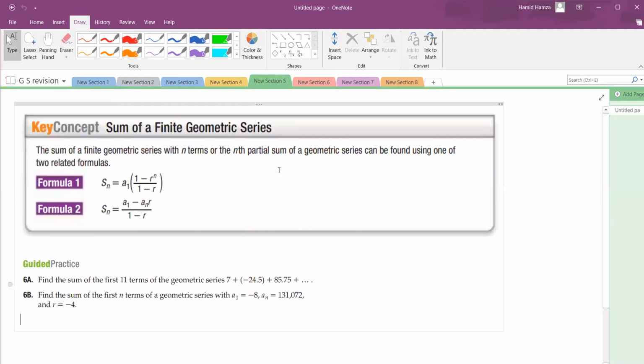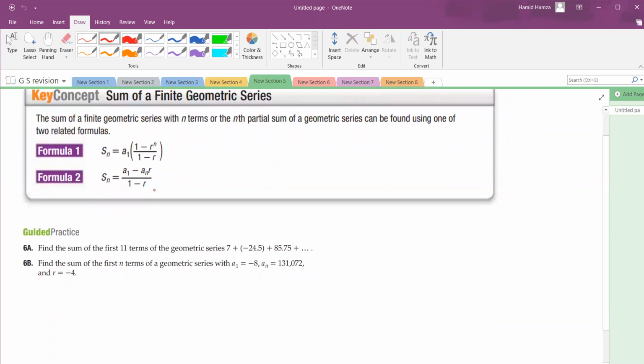Okay, so the next part we will discuss is the sum of the geometric sequence. The sum is obtained by two formulas. The first one is A1 times 1 minus R to the power n, over 1 minus R. And the second one is A1 minus ANR, over 1 minus R. So what is the difference between them?